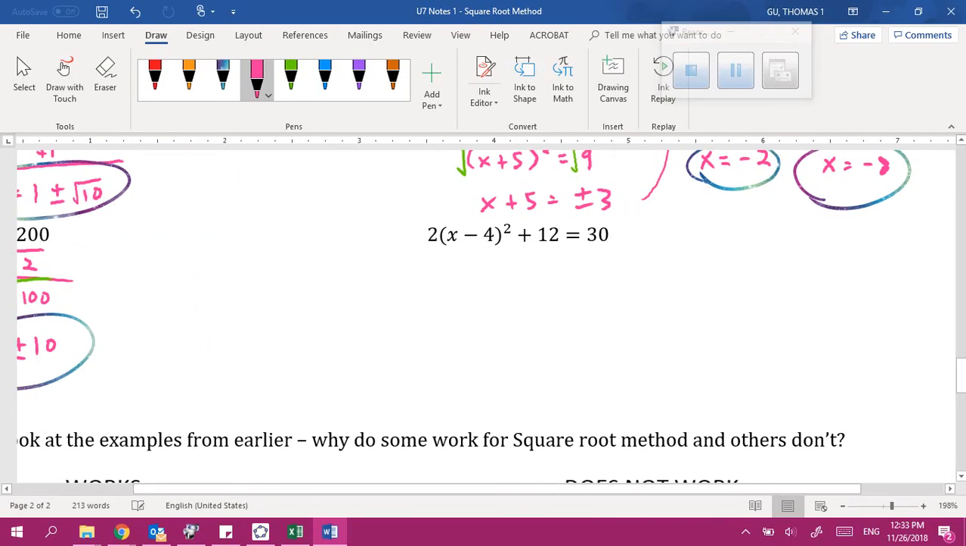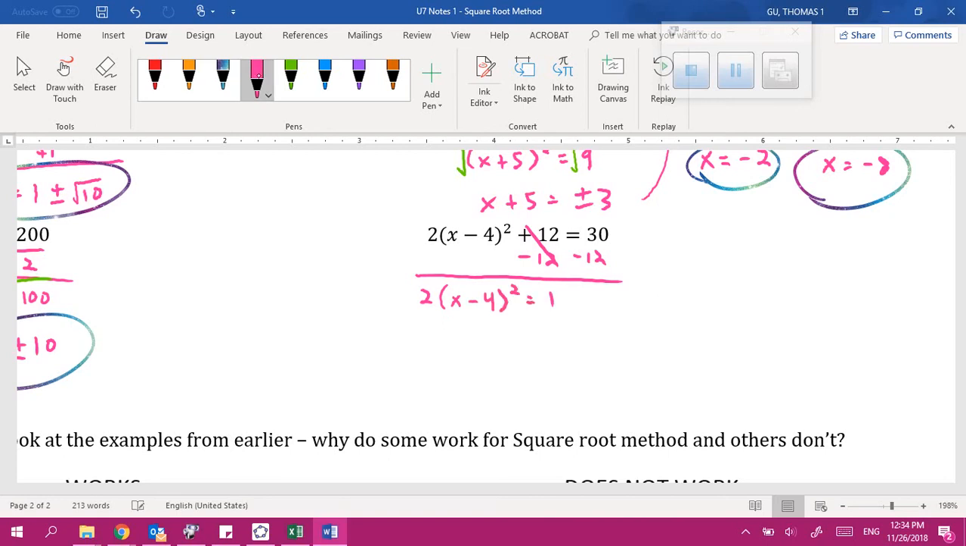All right, last example right here. 2 times x minus 4 squared plus 12 equals 30. What do I do first? Subtract 12. Subtract 12, and that leaves me with 2 times x minus 4 squared equals 18. Very good. Then divide by 2, and then x minus 4 squared equals 9. Okay, we got x minus 4 squared equals 9.